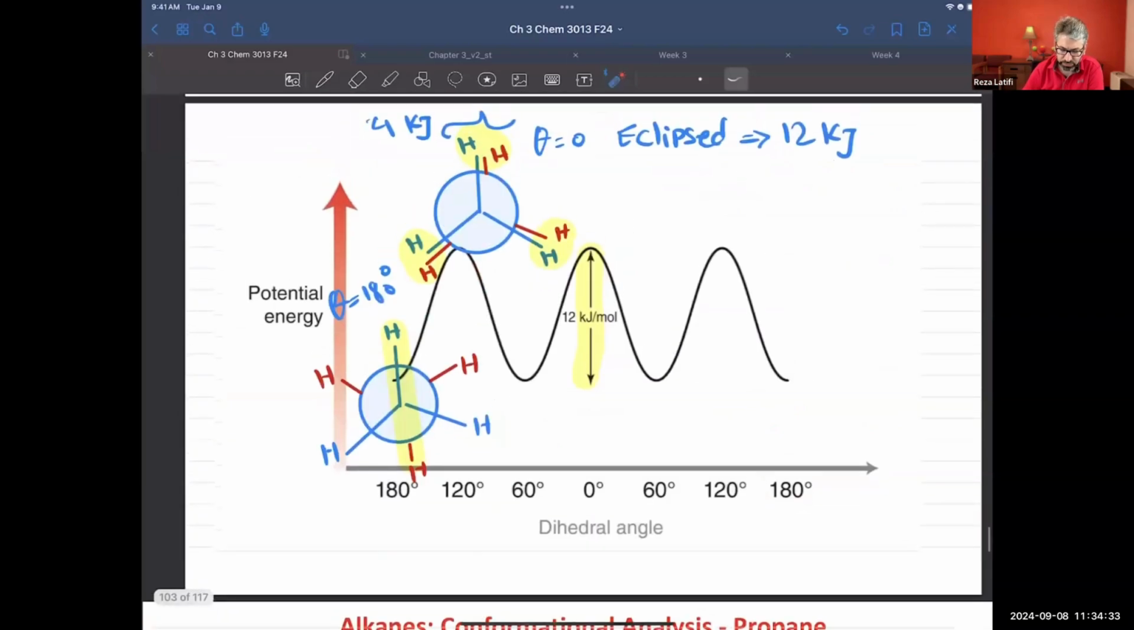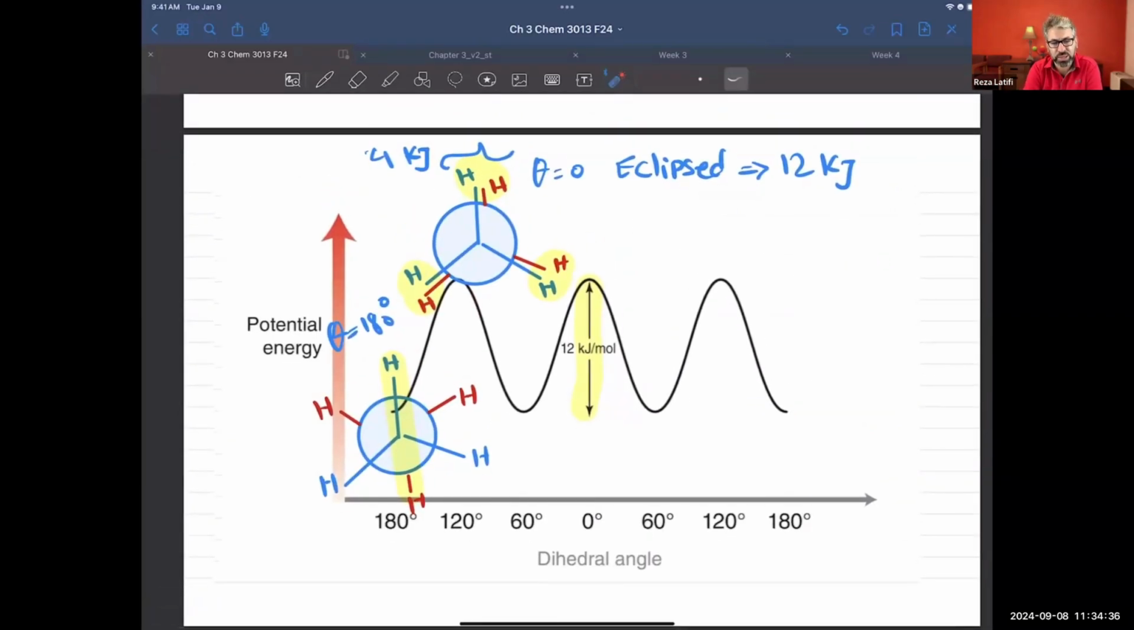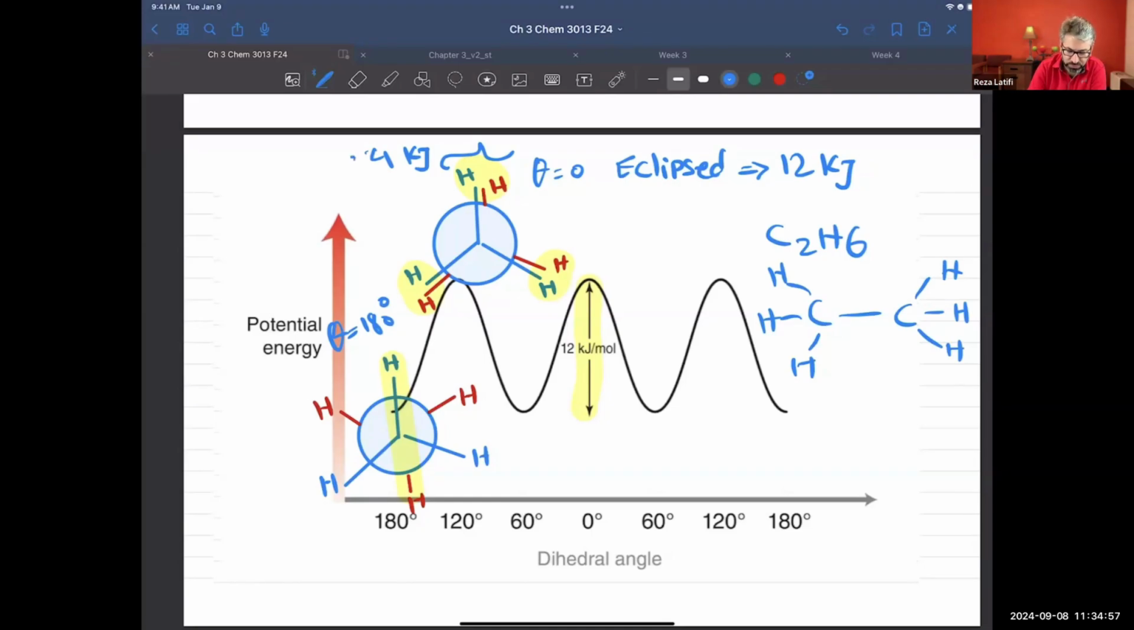The first example that we went through was ethane. We have ethane, C2H6, carbon attached to carbon. Each carbon has 3 hydrogen atoms. In the eclipse condition, we're going to have 3 pairs of hydrogen facing each other, and because we have 3 of them, 4 multiplied by 3 gives us 12 kilojoule. That was the reason the barrier for an eclipse conformation of ethane is around 12 kilojoule.